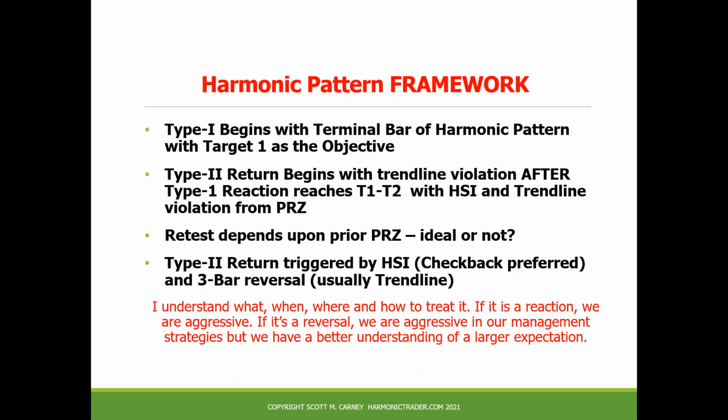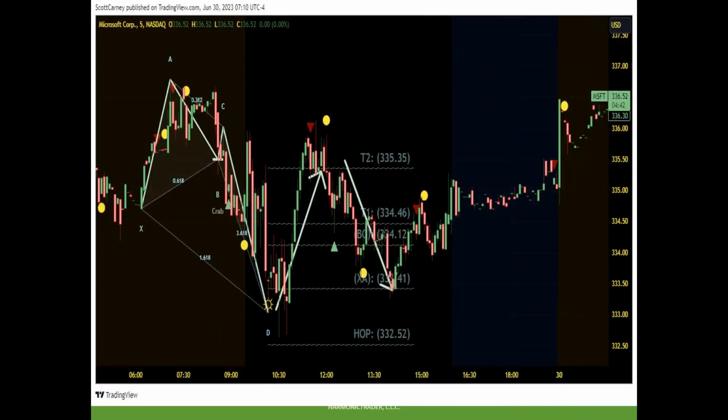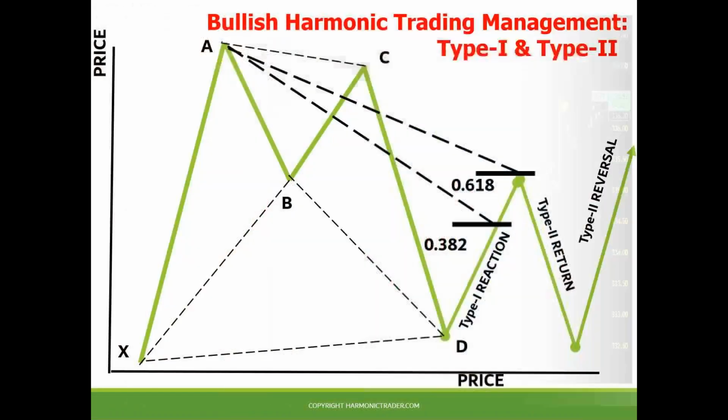We know it's a reaction. We're aggressive in the management. Even if it's a reversal, we're still aggressive in the management, but we know we have a larger expectation, like the NVIDIA trade. Here's the other trade from yesterday. Okay, here's Microsoft. That's the chart. That was the type 2 that we identified. That's the kind of pattern we're looking for and entering after the retest of the type 2. Here's Microsoft.